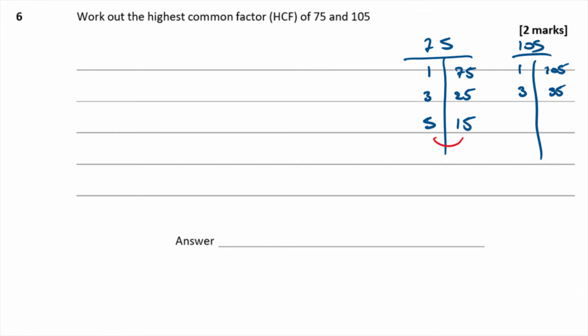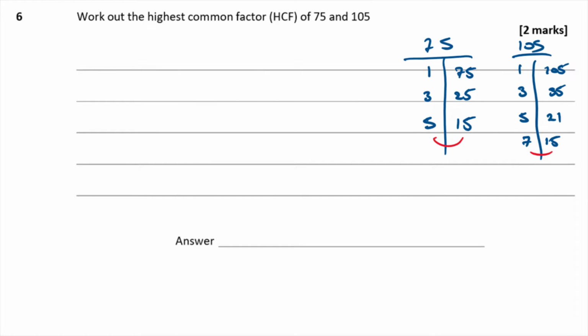4, nope. 5, yes. 5 goes in 21 times. 6, nope. 7, yes, 7 does. 7 goes in 15 times, doesn't it? 7 15s. 8, nope. 9, nope. 10, nope. 11, nope. 12, nope. 13, nope. Okay, so I've kind of met myself coming back down the other way again there.